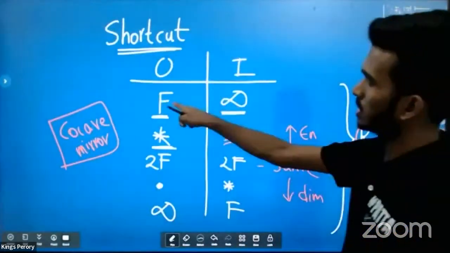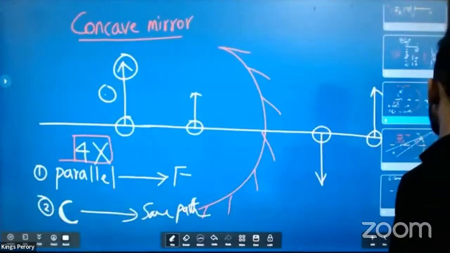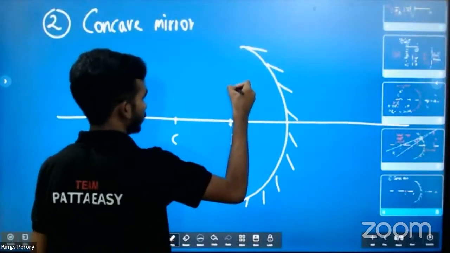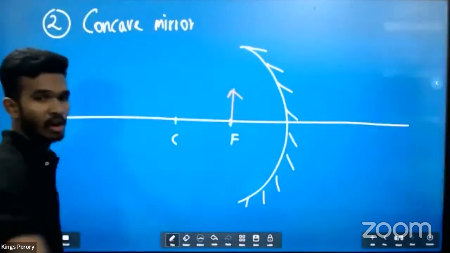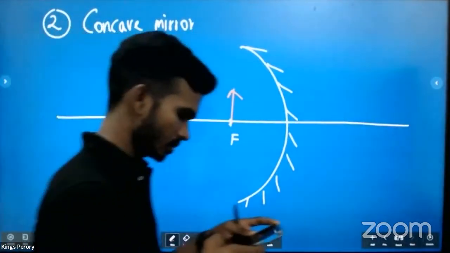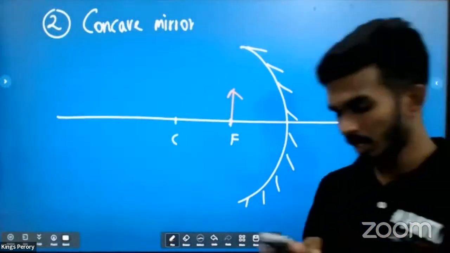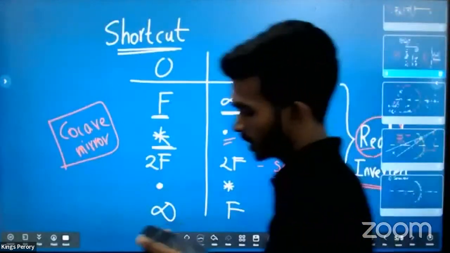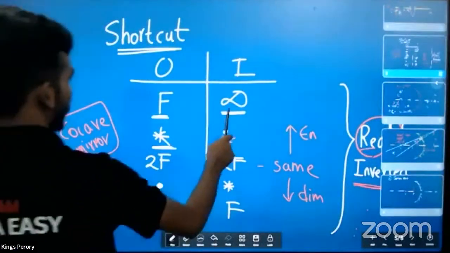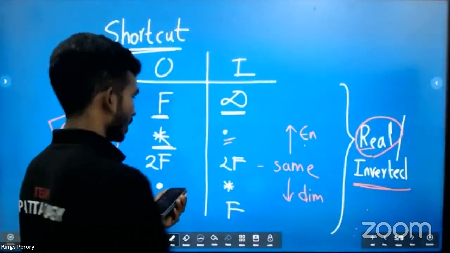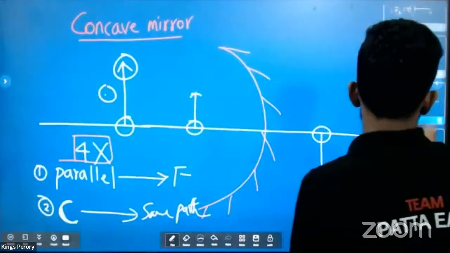Now, what is the position? Second position is at focal. I place the object at focal. First of all, you all tell me, object at focal, what are the properties? Image formed at infinity. Image is going to be enlarged. Image will be real. Image will be inverted. Now, accordingly, we'll draw.